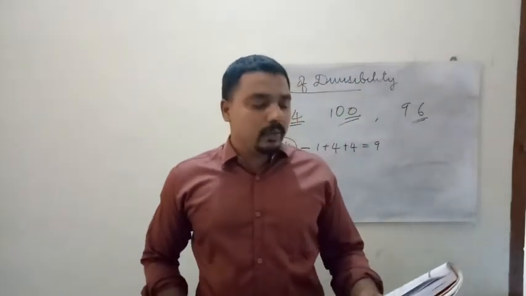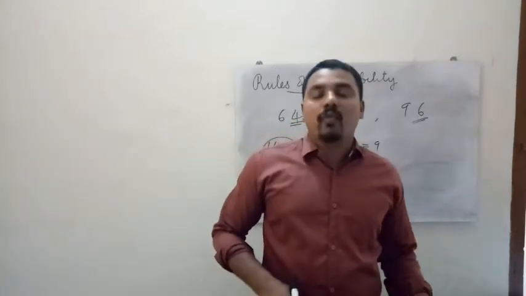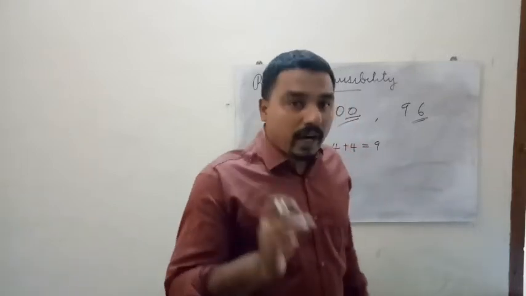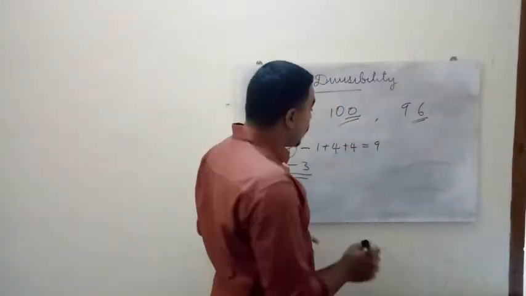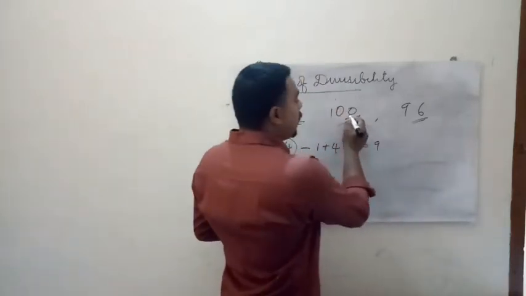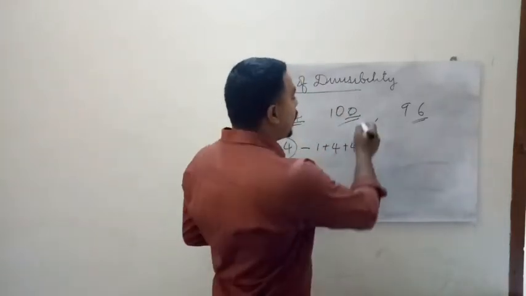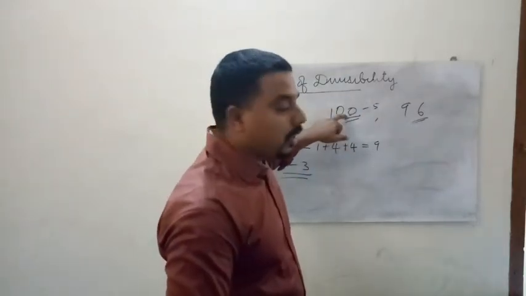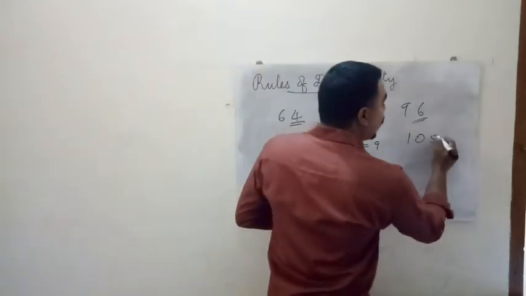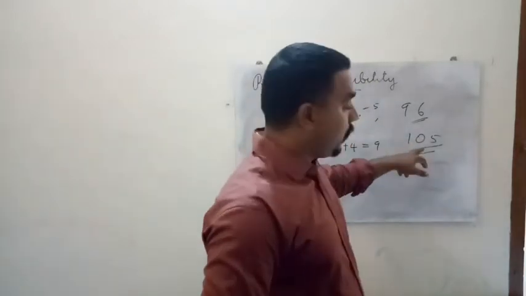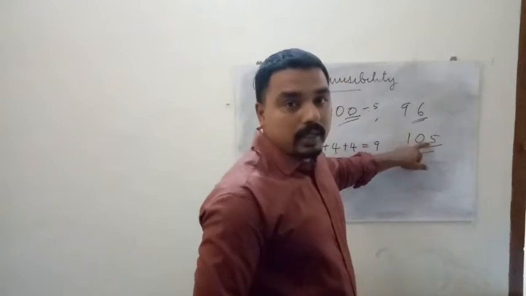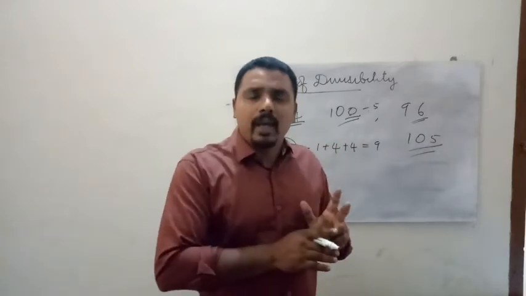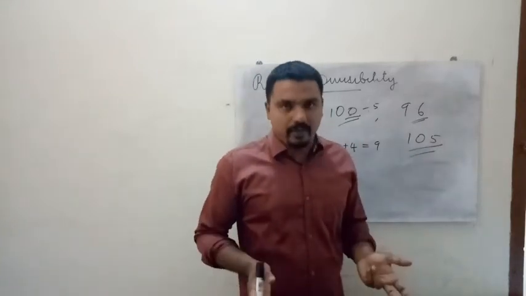So the next is 5. A number is divisible by 5 if it has 0 or 5 in its ones place. See here, this number is exactly divisible by 5 because 0 is in the ones place. And this number 105 is exactly divisible by 5. Check the ones place, there is 5. All the numbers which end with 0 and 5 are exactly divisible by 5.